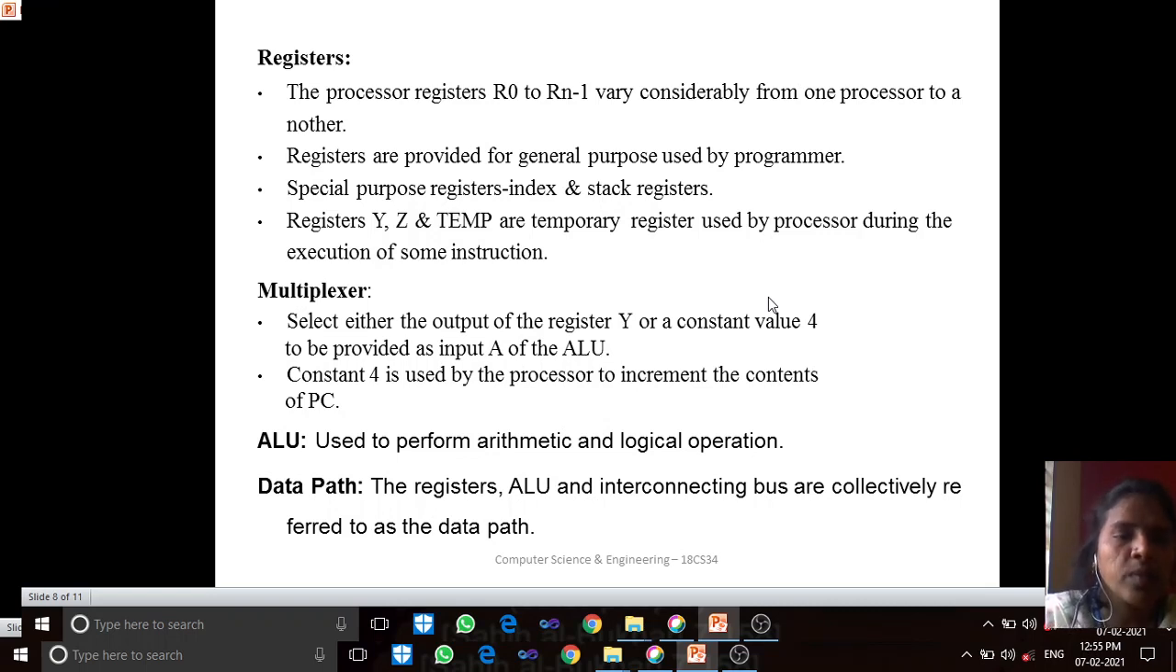It's consecutive. So the ALU is capable of performing both arithmetic as well as logical operations, depending on the instruction. The registers, ALU and interconnecting bus are collectively termed the data path.